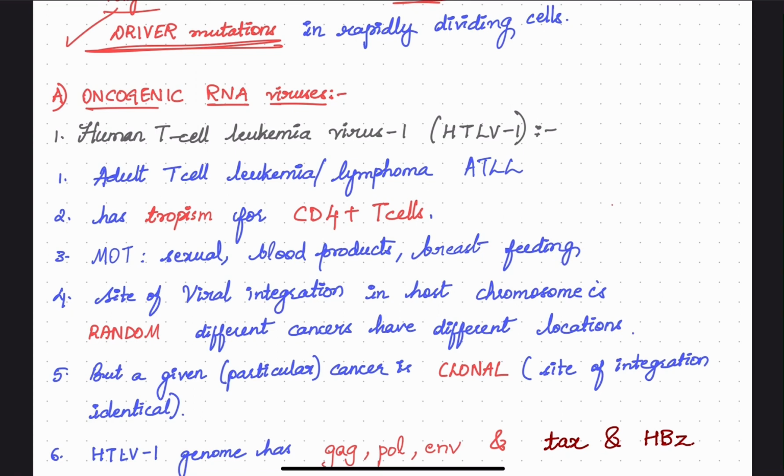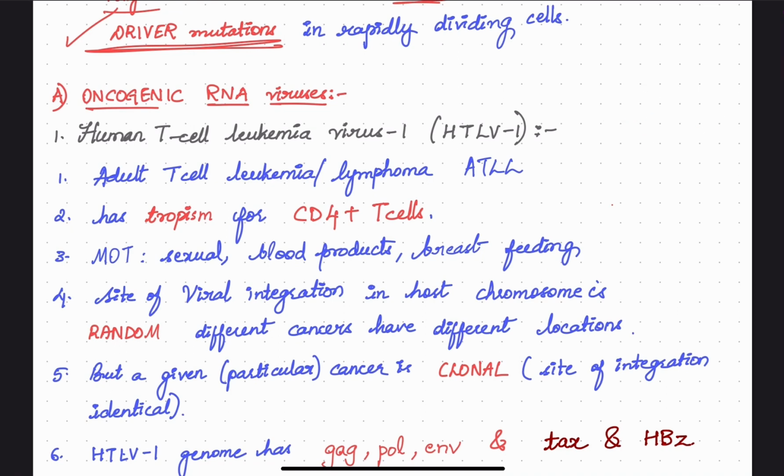Under viruses, first are the RNA and DNA viruses. Under RNA viruses, we have human T-cell leukemia virus 1 and also hepatitis C virus. Hepatitis C virus is a single-stranded RNA virus, but hepatitis B is a DNA virus. Since hepatitis C and B have similar mechanisms and are known to cause similar cancers, we'll study them together under one roof. So let us first start with HTLV1.